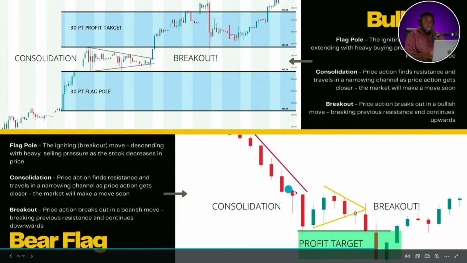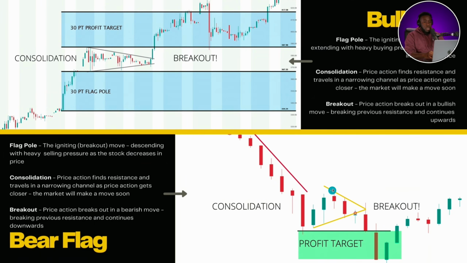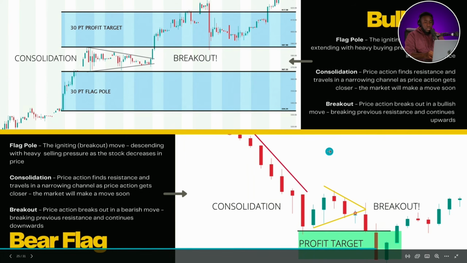Again, the complete opposite is the bear flag. The bear flag is when we already have some consolidation, we come to the downside, and we would potentially form a bear flag where the buyers and sellers continue to consolidate, and then we would have a breakout to the downside.